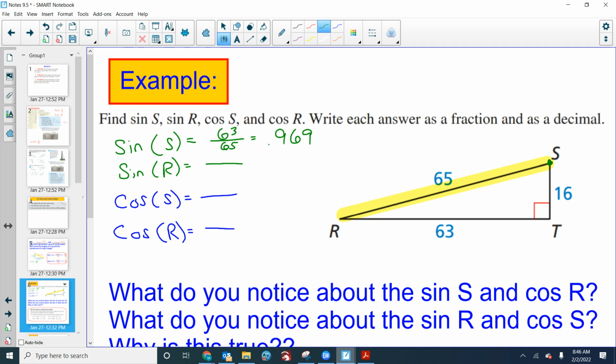All right, sine of R. Well, now my finger's down here at R. What's the opposite side from R? Tally, what do you think? Opposite side? So 16. 16 over 65. 16 over 65 is 0.246.